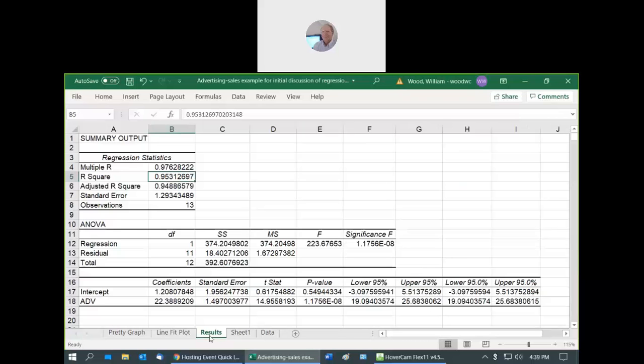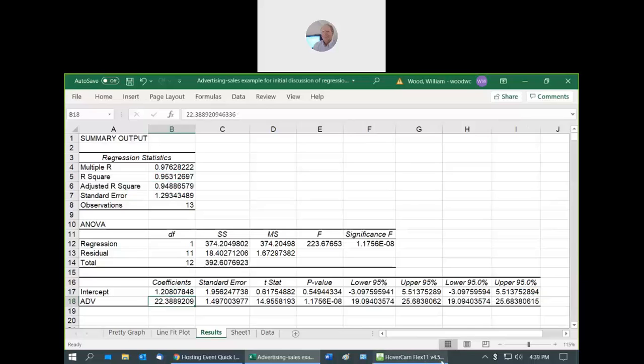Let's blow up these results here and see what's going on. Ooh, look at that. That's the R squared, 0.95. That's a number we want to remember. There's the intercept, $1.2 million. And then there's an advertising coefficient of about $22, and there we go, almost 40 cents.